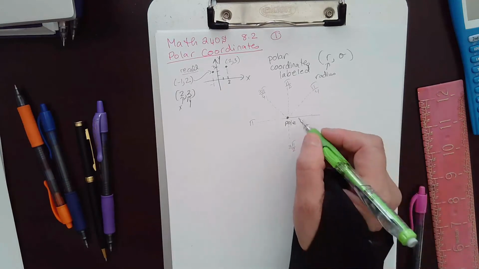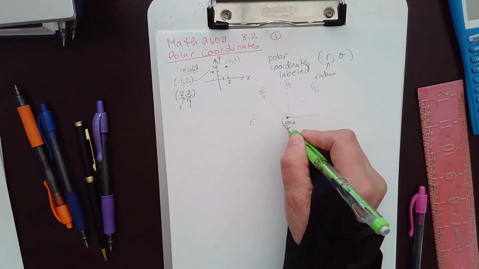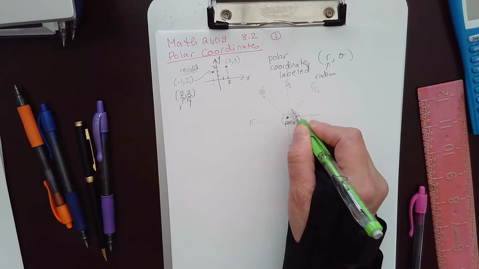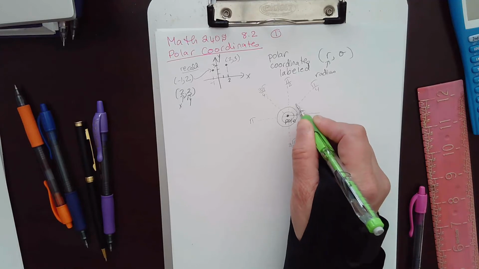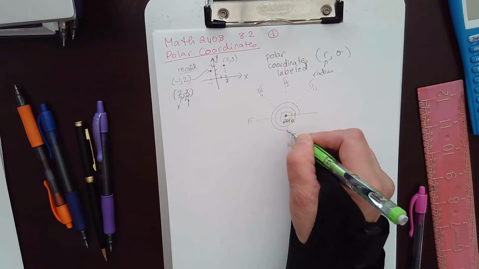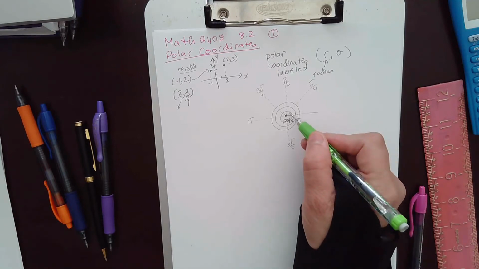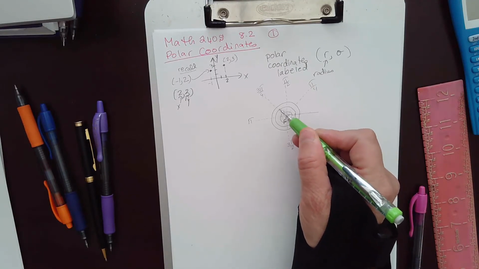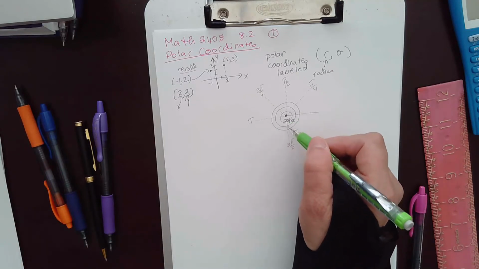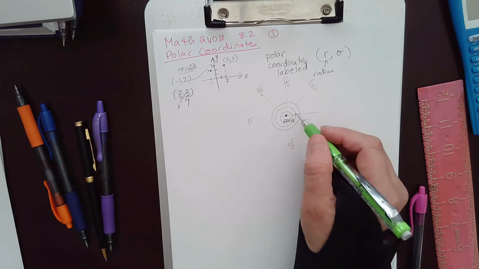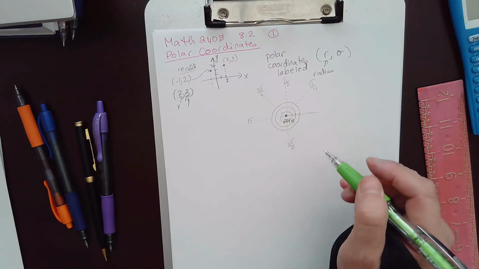Well, radius is r. So let me go ahead and graph it a little bit. Try to make it as even as possible. Okay, so this is r = 1, r = 2, r = 3. So the second radius, the second circle, would be r equal 2. The third circle would be r = 3. The fourth circle would be r = 4.